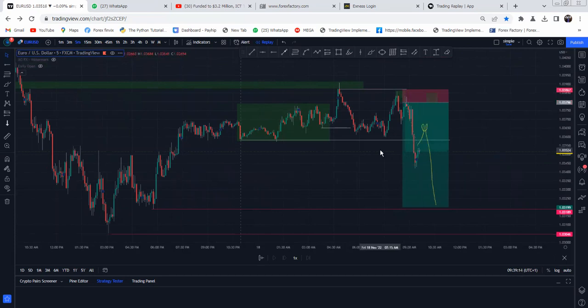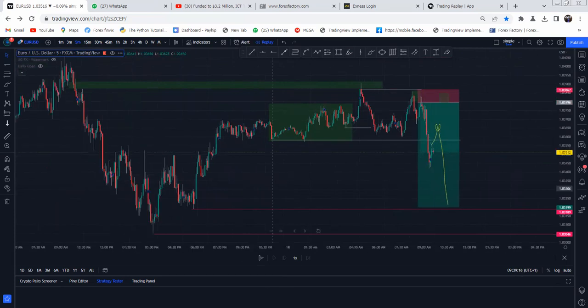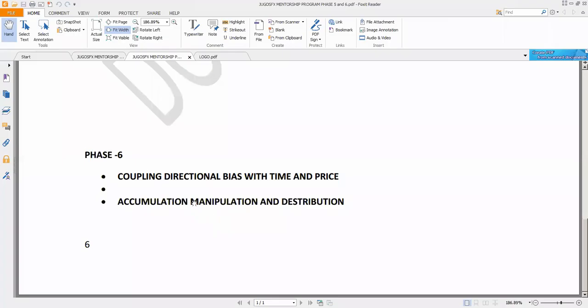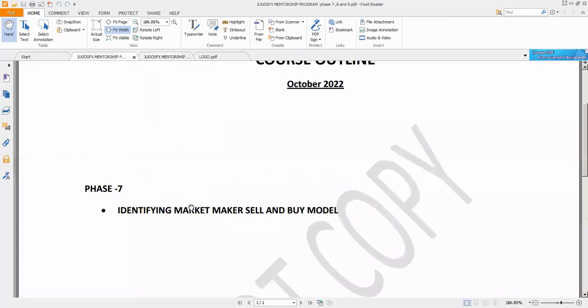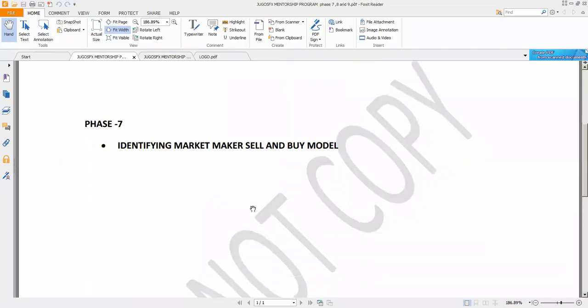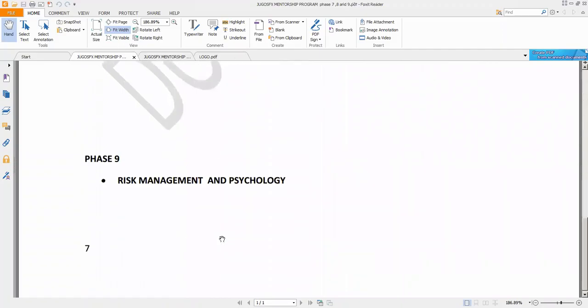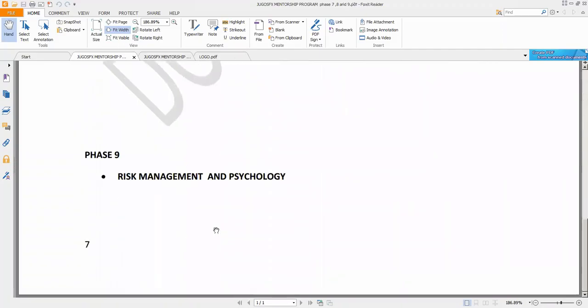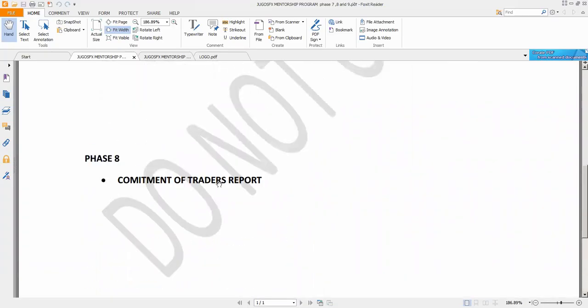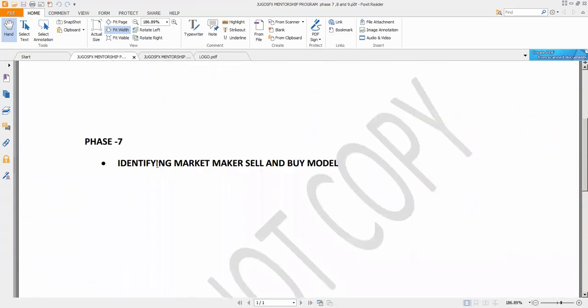We're going to be going next to our topic, which is going to be identifying market maker sell and buy model. That's phase 7, and the commitment of traders, risk management and psychology. You go to phase 10, putting things together and so on and so forth. So our next lesson is coming from identifying market maker sell and buy model.